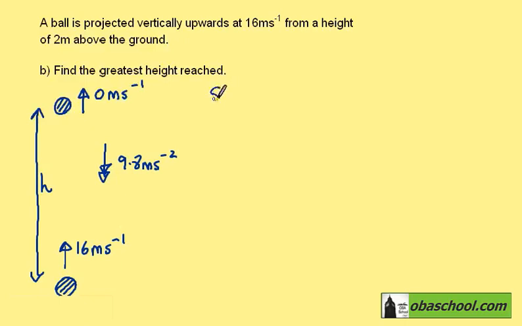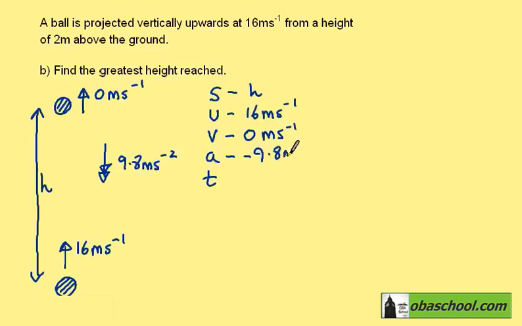We collect our information in the usual way with SUVAT. We want to find the height. The initial velocity is 16 meters per second. The final velocity is 0 meters per second, and the acceleration is minus 9.8 meters per second squared, as it acts in the opposite direction to the velocity, and we've taken the velocity to be positive.